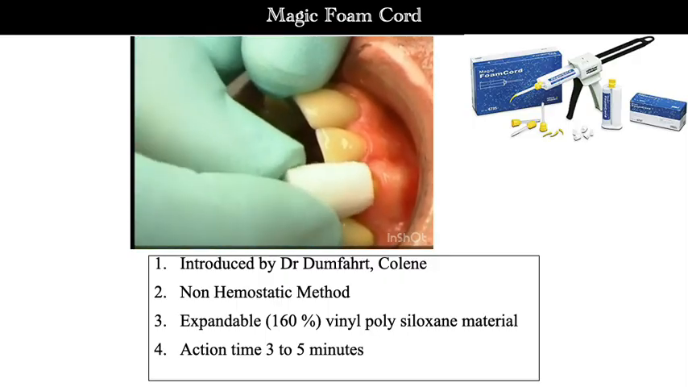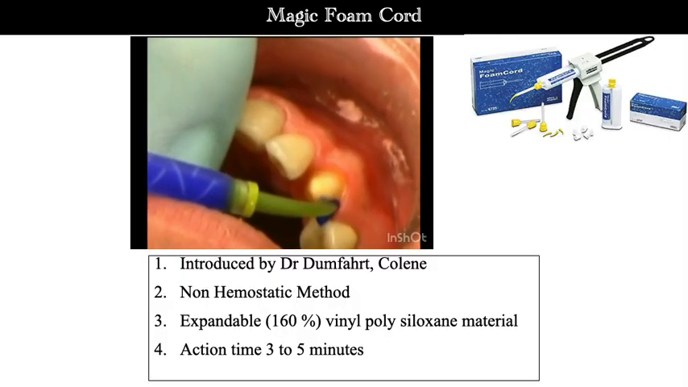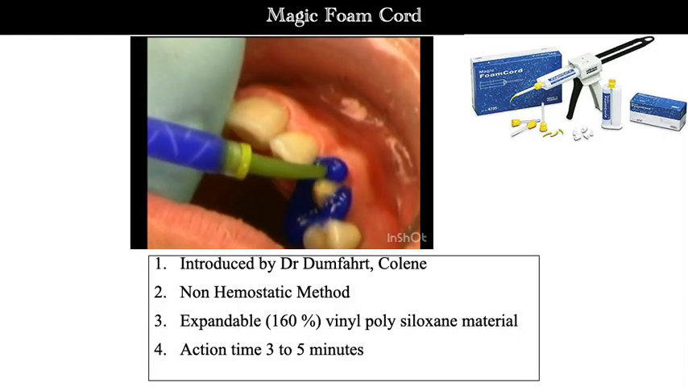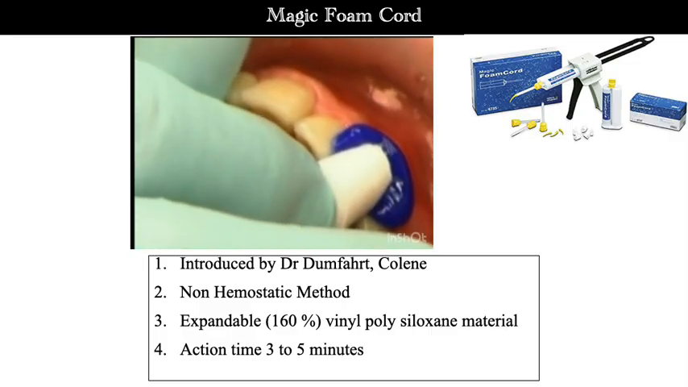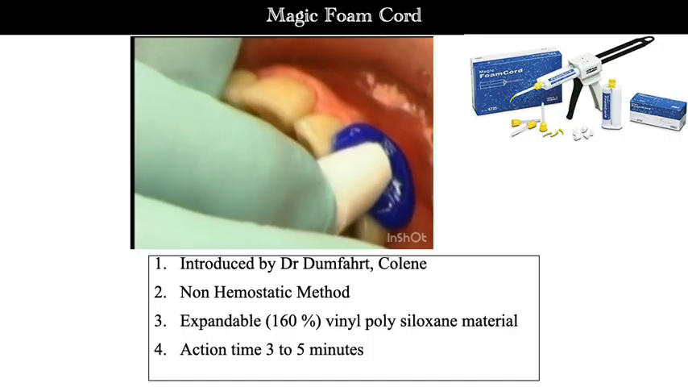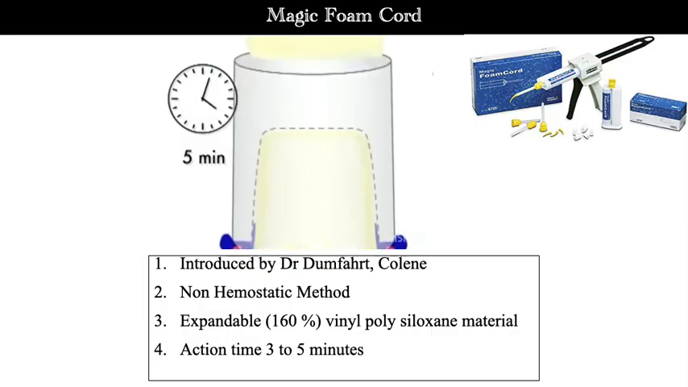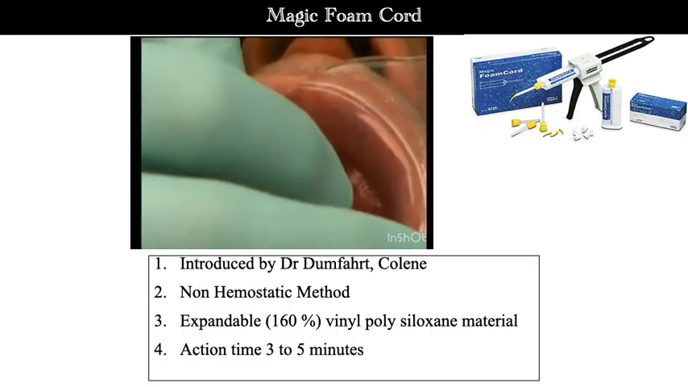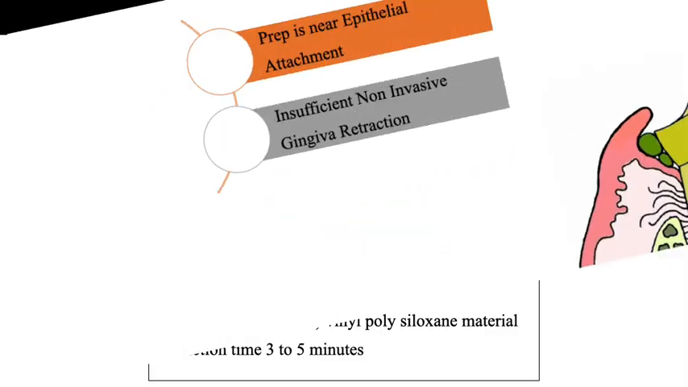This consists of vinyl polysiloxane material, and it is said that it expands about 160 percent during setting. The great advantage of Magic Foam Cord, which is made up of vinyl polysiloxane impression material, is the fact that it goes well with polyvinyl siloxane, light body impression material, addition silicon. It is never going to have any negative impact, unlike aluminum chloride and all that. So absolutely a big yes if you're using addition silicon to go ahead with a Magic Foam Cord.